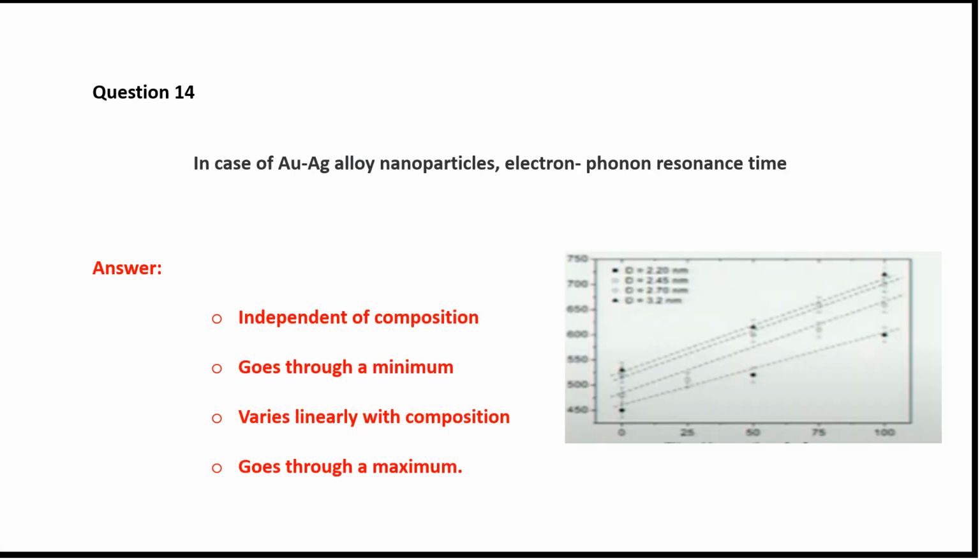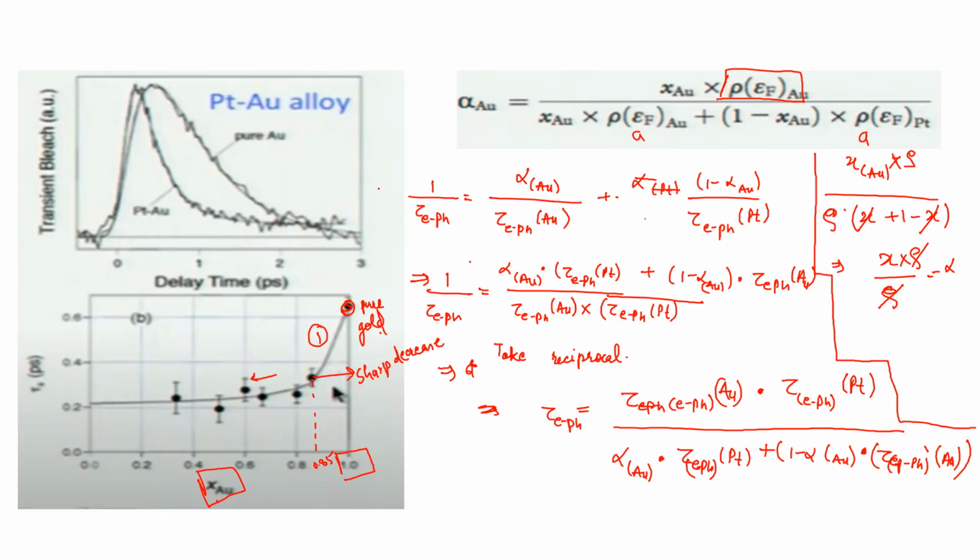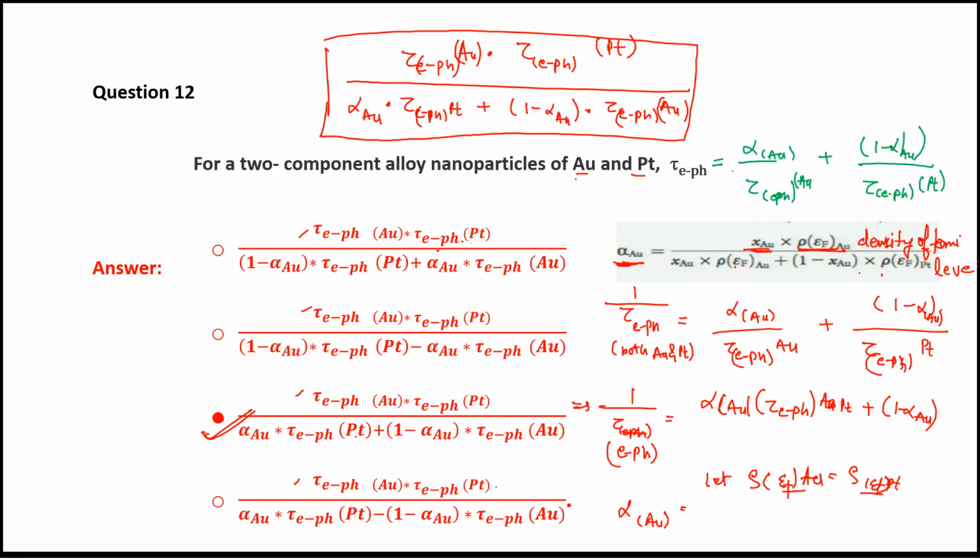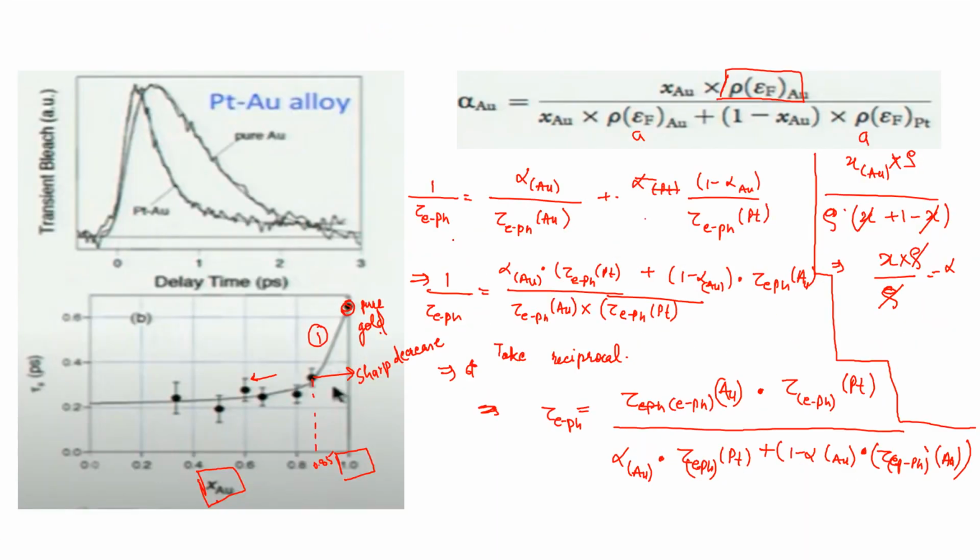Now, if it would be a linear composition, as the value of x increases, the value of tau would also increase and give a linear relation, right? Because in that case, all this would be 1 and alpha would be equal to x. And thus, in this following equation, if the value of alpha becomes x, everything is sorted.